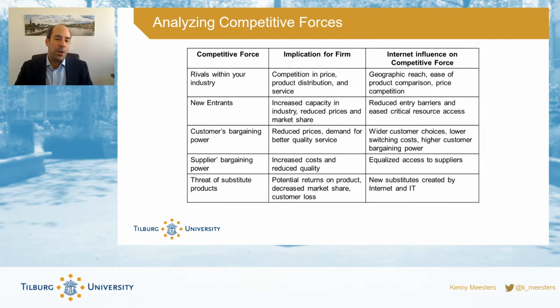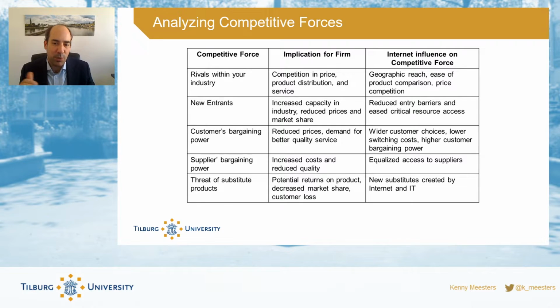So what does that mean if you look at these competitive advantages? Well, you could look at the rivals within the industry, and that means that they will influence your strategy when it comes to pricing, the products you can distribute, the services you can offer. And internet and information systems have influenced those forces.